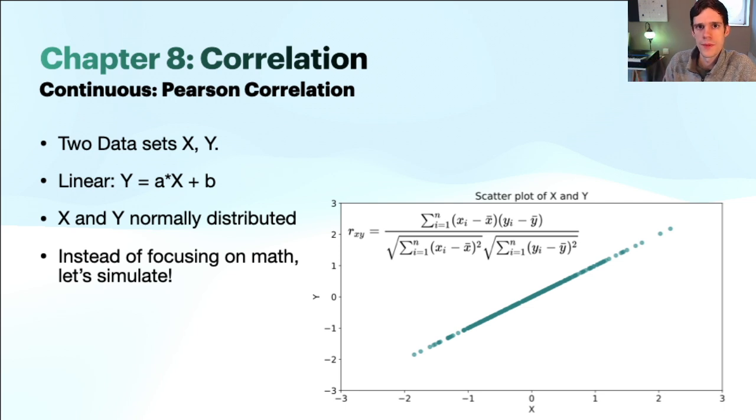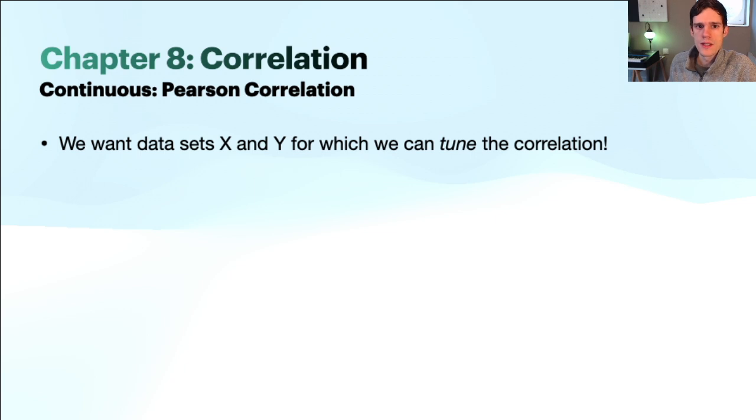So let's see how we can now visualize different levels of correlation between two variables using Python code. And the first step, of course, is that we need to generate two datasets or variables which are indeed correlated to one another, but for which we can fine-tune this correlation.